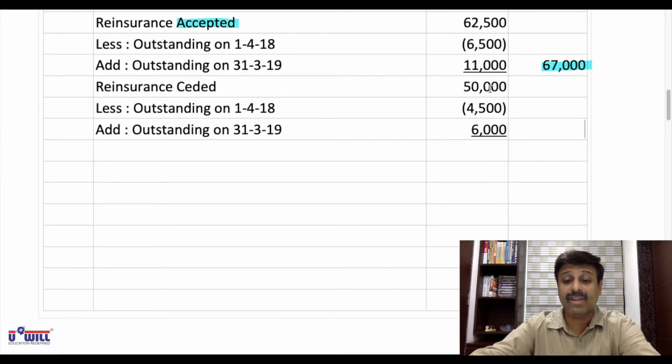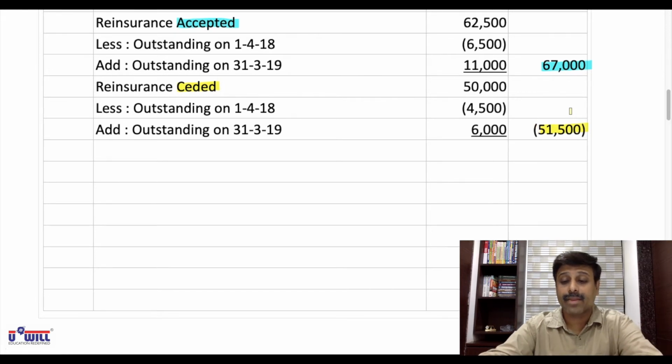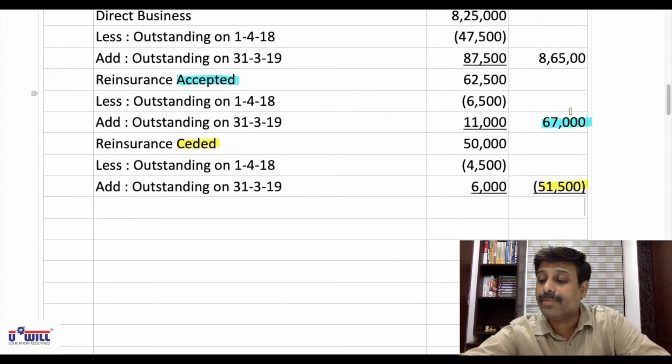So the total amount we will get is 50,000 minus 4,500 plus 6,000, which is 51,500. Now, because it is related to reinsurance ceded, we are supposed to subtract it. So this 51,500 we will write in brackets. So what is the final amount of claim to be shown in the revenue account? All of you do it.